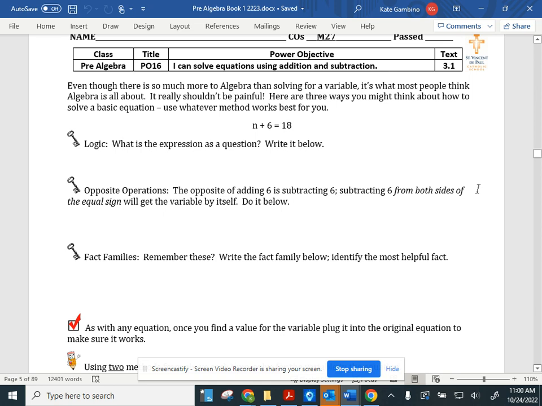Good morning. Today we are continuing with our unit working on those algebraic equations. Today we are doing PO16. I can solve equations using addition and subtraction.